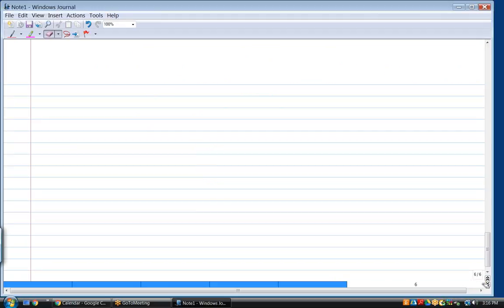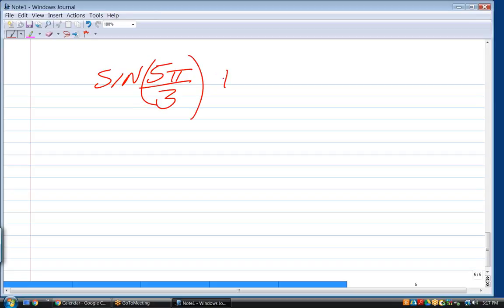Another problem I have is sine 5 pi over 3, or parentheses around the 5 pi, plus 3 pi over 4, like this. Open up the parentheses on the right of the 5 pi and then close it at the end of the 3 pi. All right. That makes more sense.